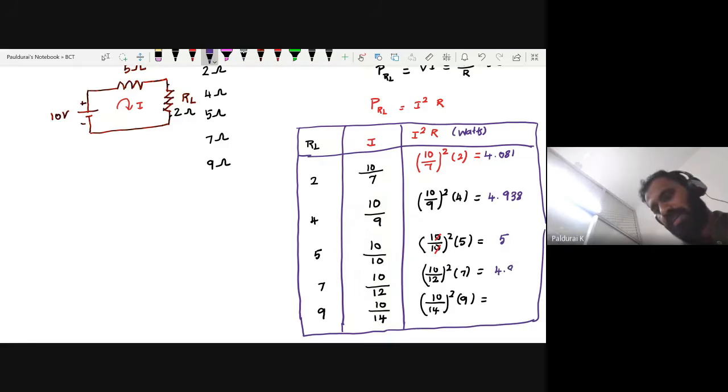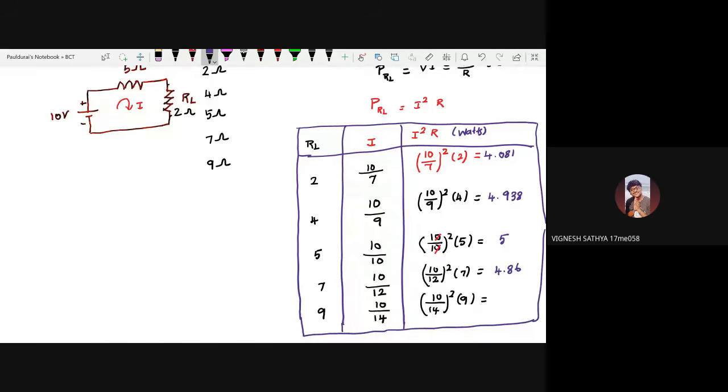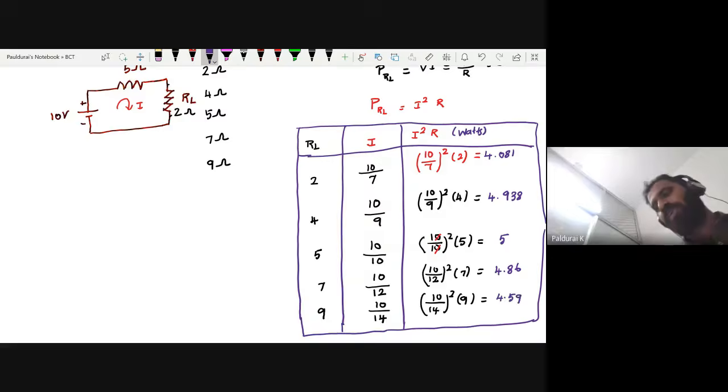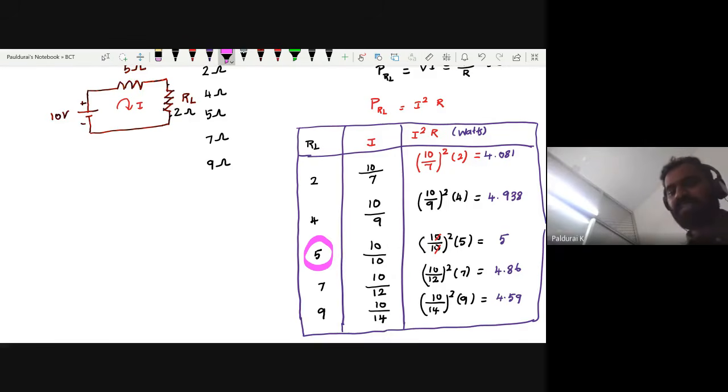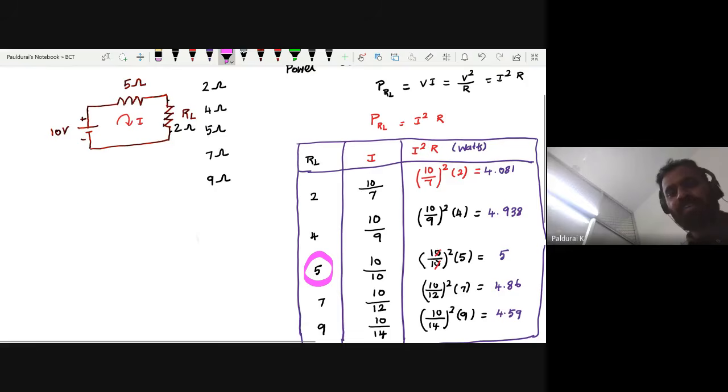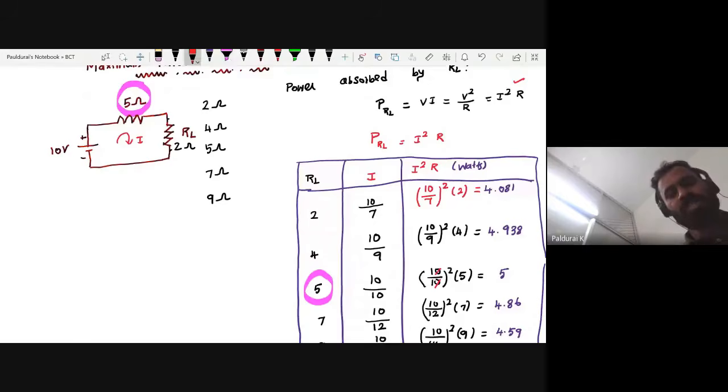4.8611, 4.86. Fifth one, 4.5919. Yeah, very good. Now what's your observation from this? Anyone? And what is this 5? What is the relation between this 5 and what is this 5? This is nothing but my source resistance, right? And this is my load.